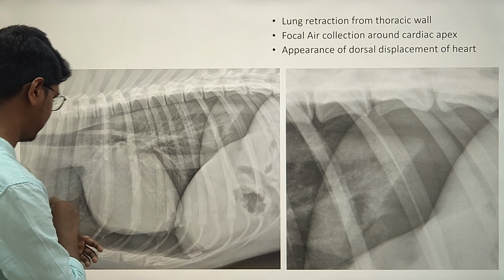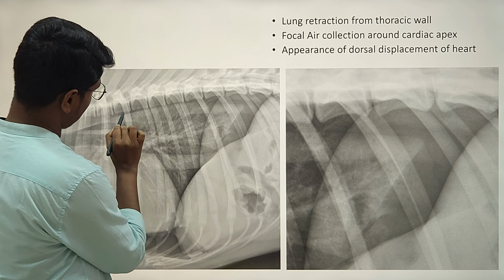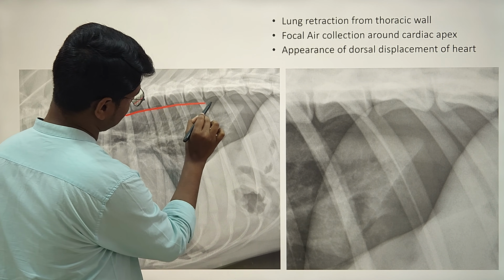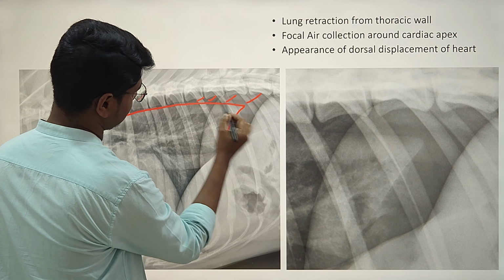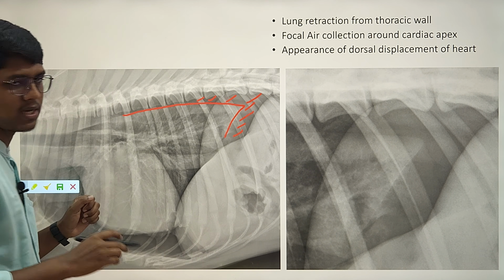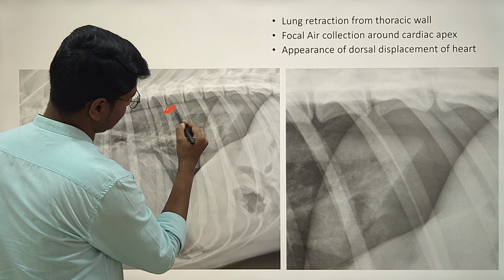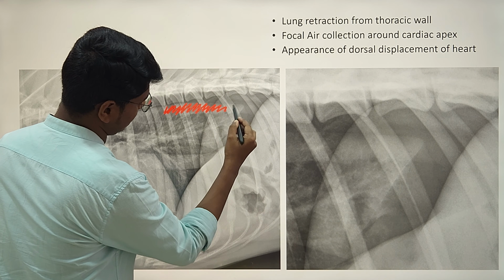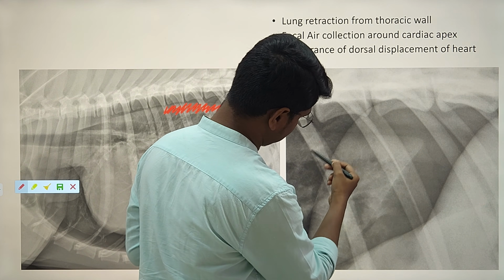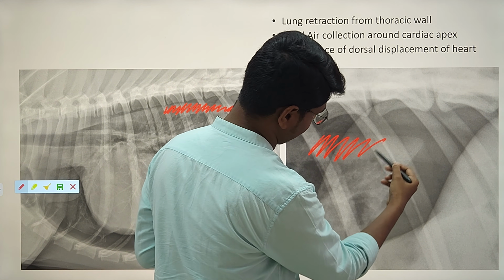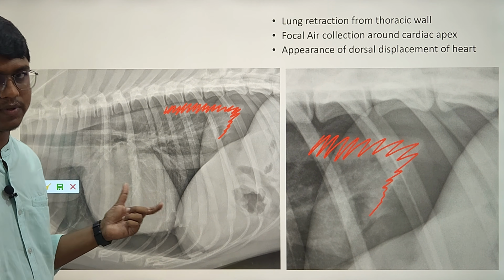We'll see some radiographs. See here, this particular radiograph. This is lungs, which has been retracted from the wall. There is a space. This is the space where air is present. But can you notice the lung margin? This lung margin is kind of radiolucent. This is an enlarged view. Can you see this radiolucency of lung margin? This is the characteristic of pneumothorax.